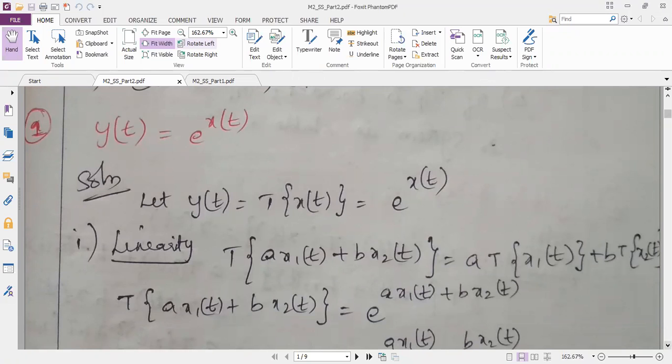See, as per the given question, the first one I want to find is whether it is linear or not. So I'm going in the same order, linearity. So y of t is equal to e power x of t. I want to see whether y of t follows all the properties which are given in the question.